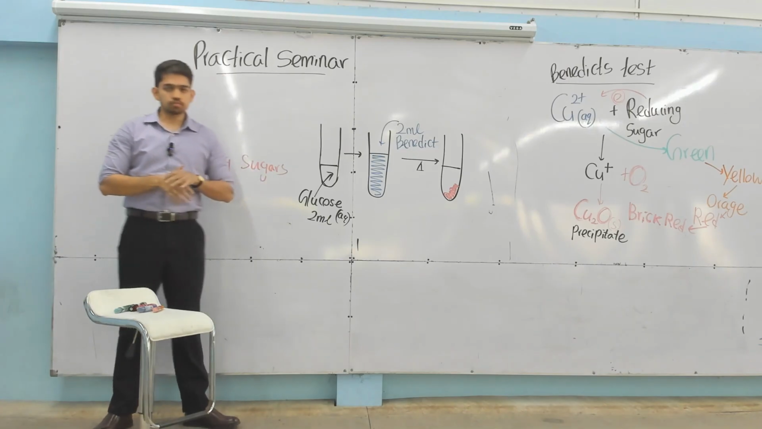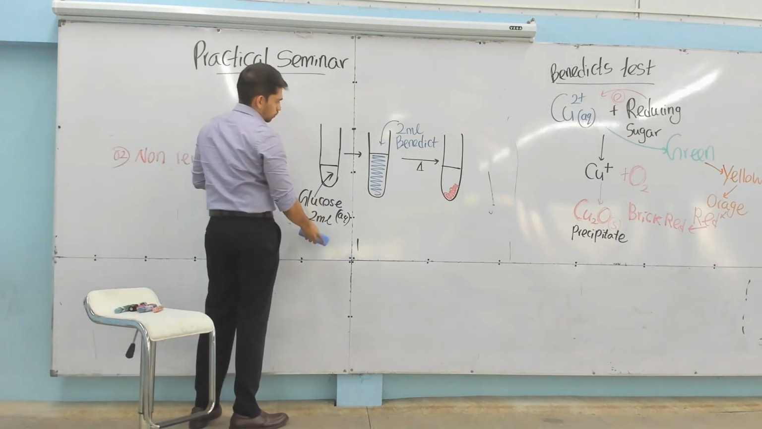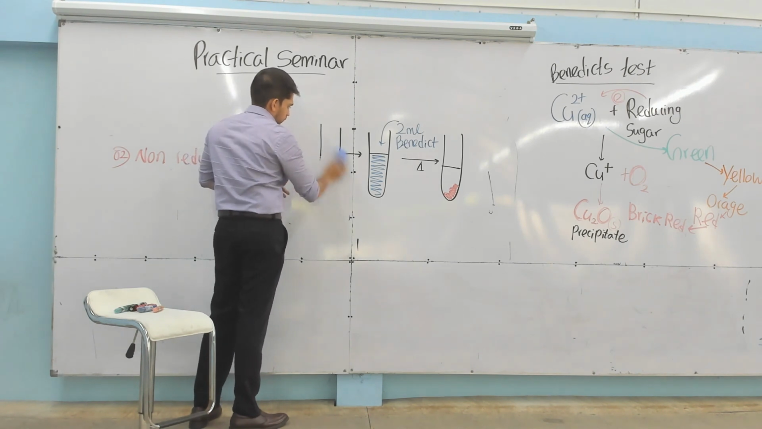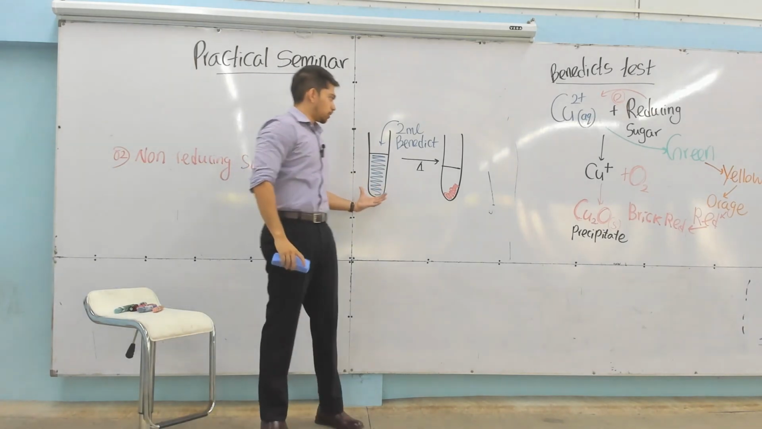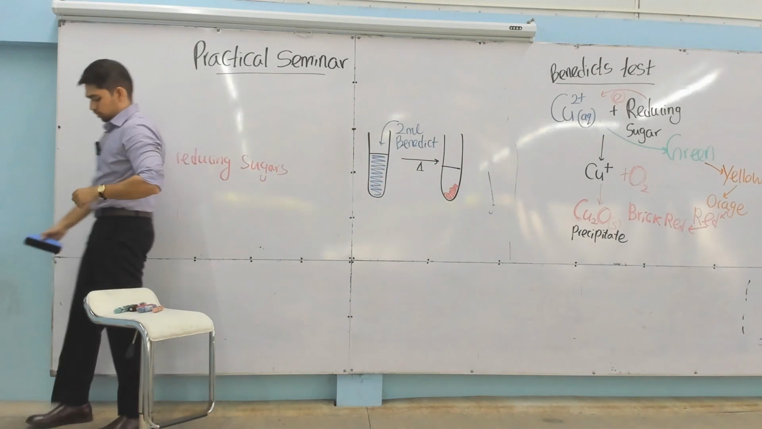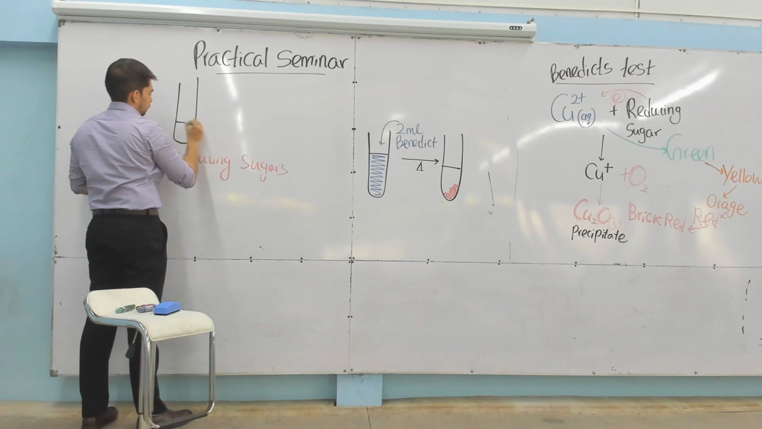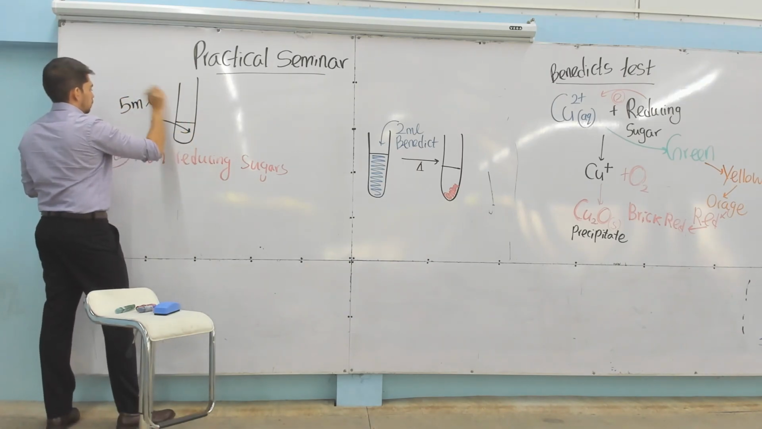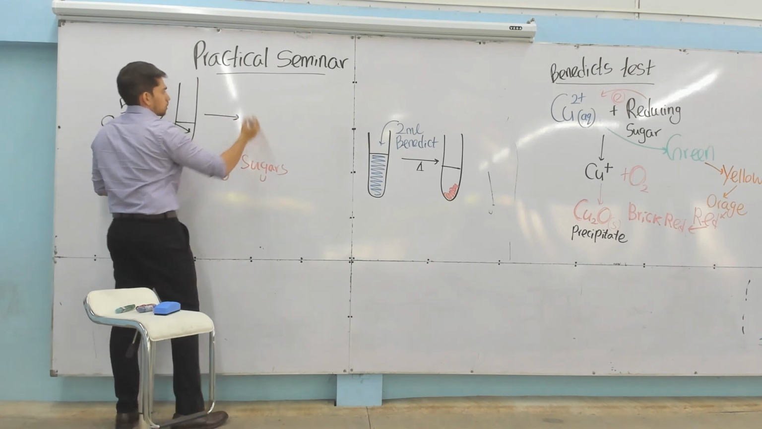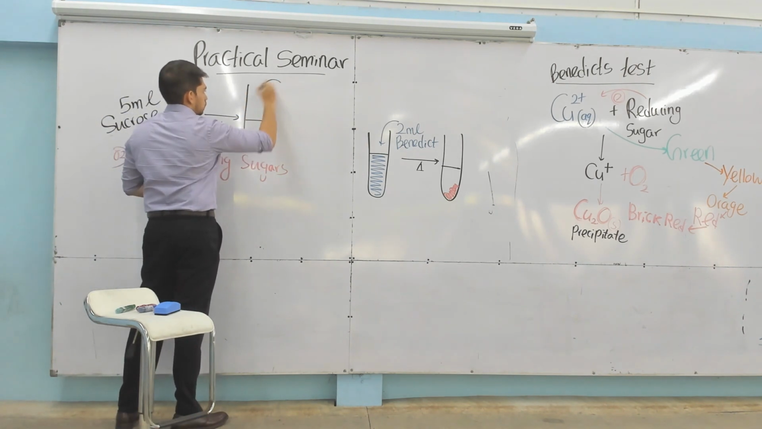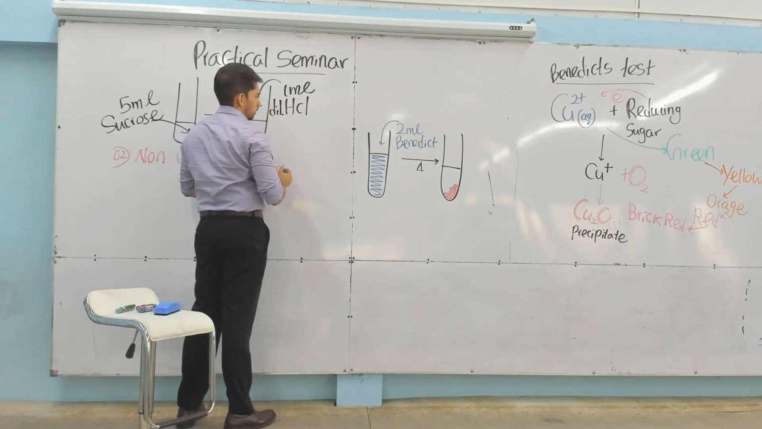Okay, done. So what is the procedure for identifying a non-reducing sugar? It's almost the same, but we'll draw a new one, right? So from here onwards, it's a bit different, right? So yeah, there's a stage that you add 2 milliliters of Benedict's and you heat it. But before that, what needs to be done? You take 5 ml sucrose solution, yeah. Then you add what? About 1 ml dilute HCl, okay.